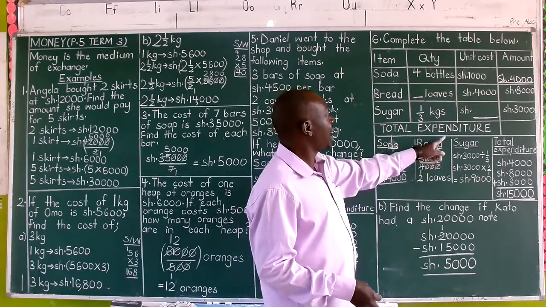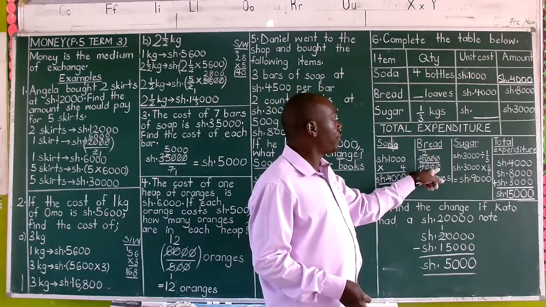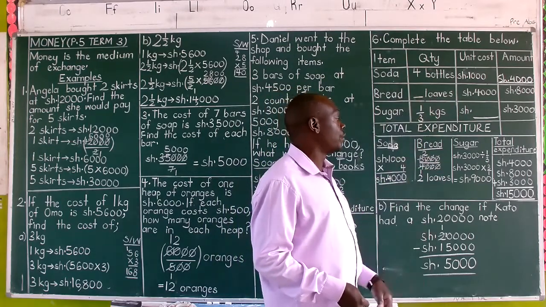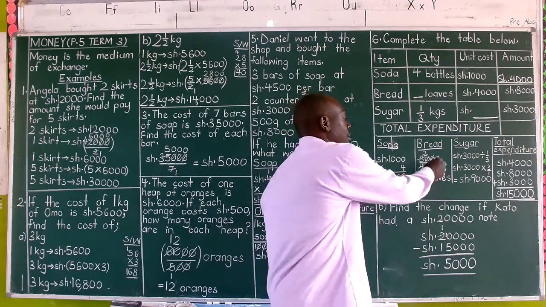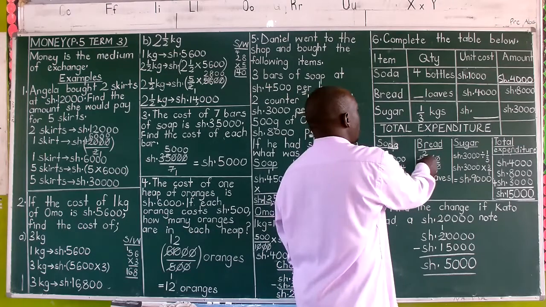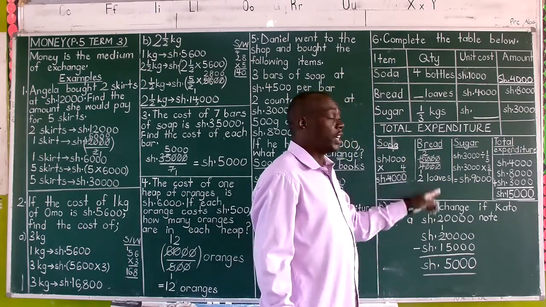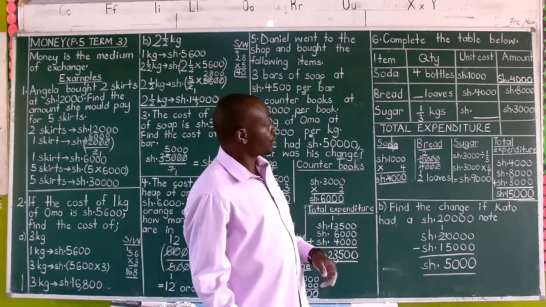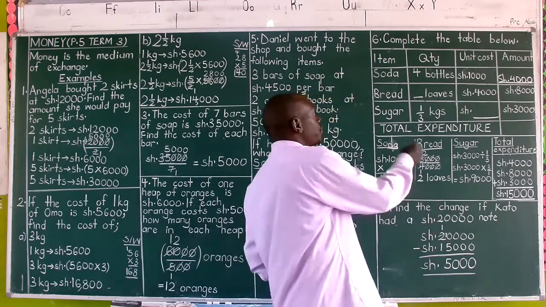That is 8,000 divided by 4,000. Remember, we need the loaves. So we cancel by 10, by 10, by 10, by 10. So by 4 once, and 8 divided by 4, you get 2. So this Kato bought 2 loaves of bread.